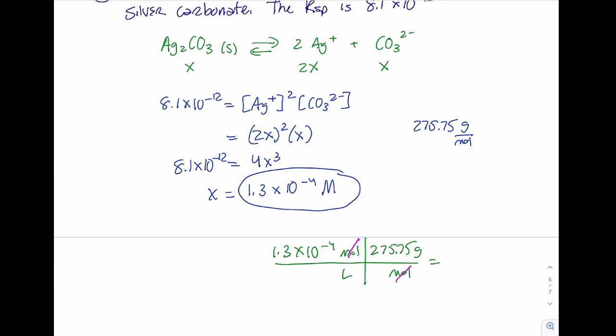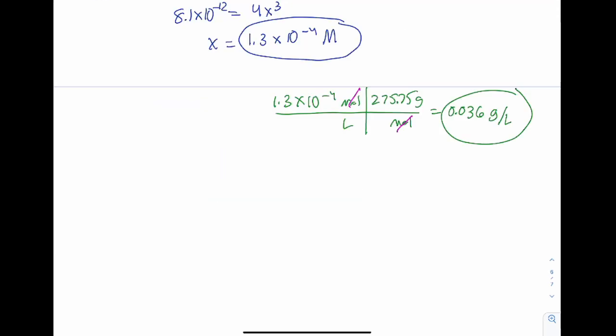And I end up with a gram solubility of 0.036 or 0.36 times 10 to the negative 2. And then again, don't forget your units. And factors that affect solubility.